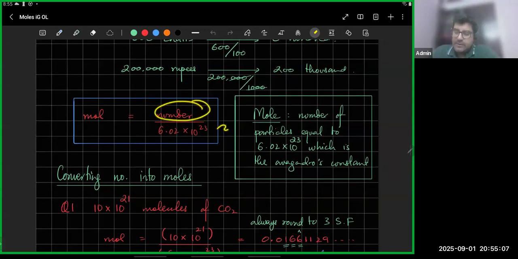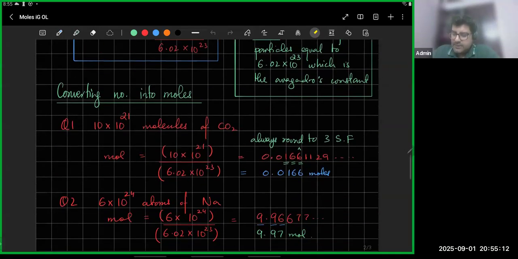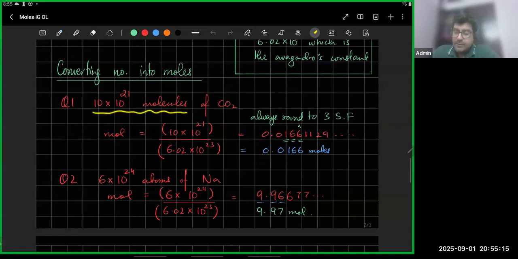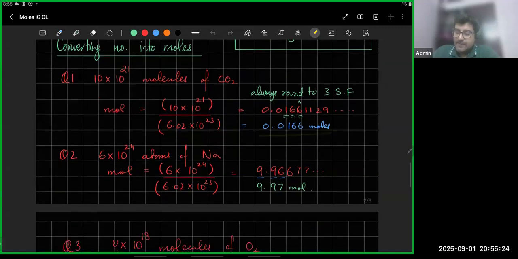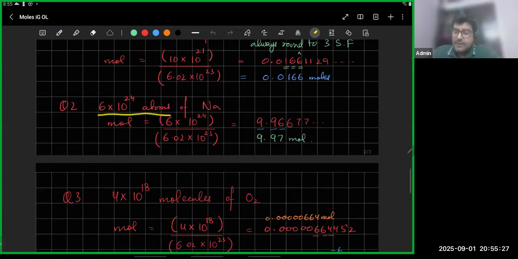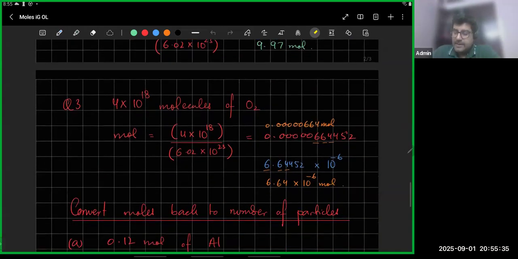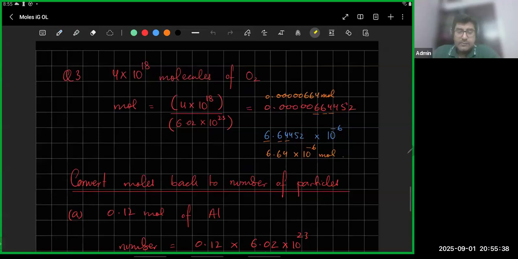So if I have a number and I want to convert it into moles, I'm going to divide it by what a mole is. We did that conversion. If I have 10 into 10 power 21 molecules of CO2, I just divide by Avogadro's number and I'll get the moles, which is 0.0166 moles. If I have 6 into 10 raised to power 24 atoms of sodium, I divide by this number and it converts into moles. If I have 4 times 10 power 18 molecules of O2, I divide by 6.02 times 10 power 23 and I get the moles.